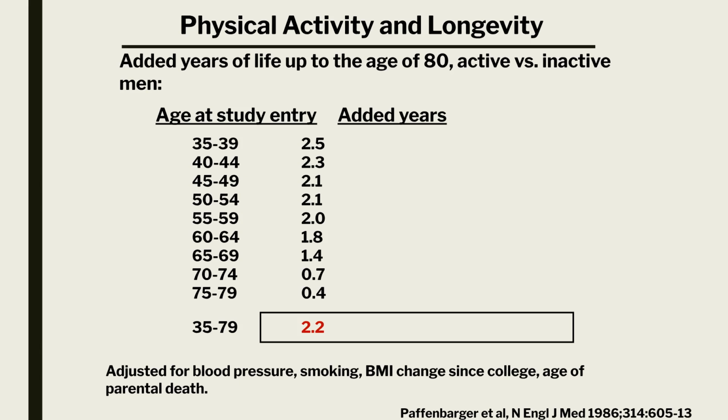For example, becoming active at ages 35 to 39 is associated with about 2.5 years of life gained, whereas starting later, at ages 75 to 79, is associated with about 0.4 years. This highlights the importance of adopting an active lifestyle earlier in life for greater long-term benefits.